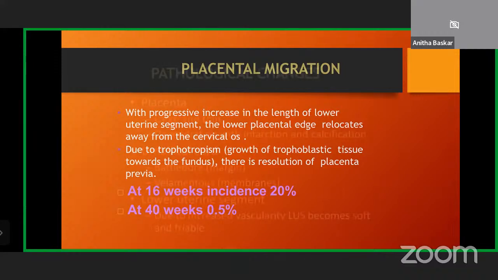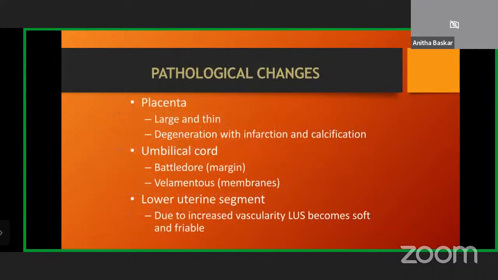What are the pathological changes you see in the placenta previa? It may be large and thin, and degeneration, infection and calcification will be seen. The lower uterine segment, due to the increased vascularity, becomes soft and fragile.